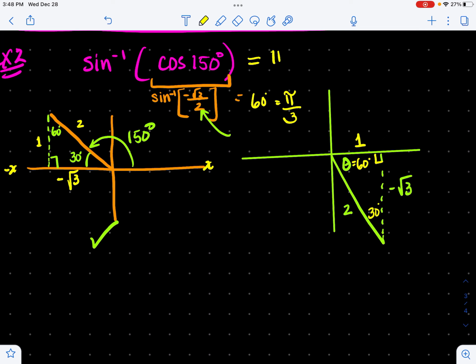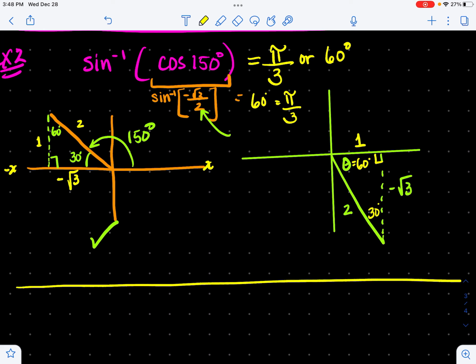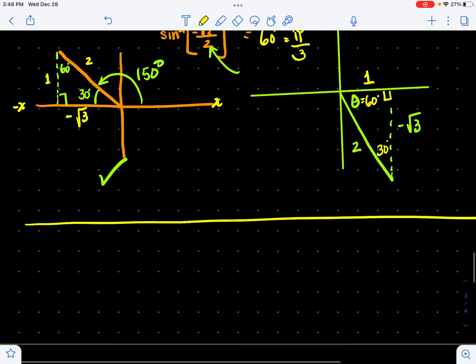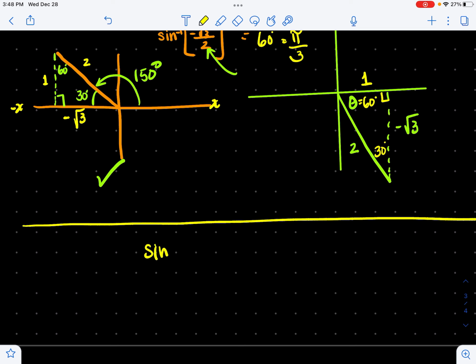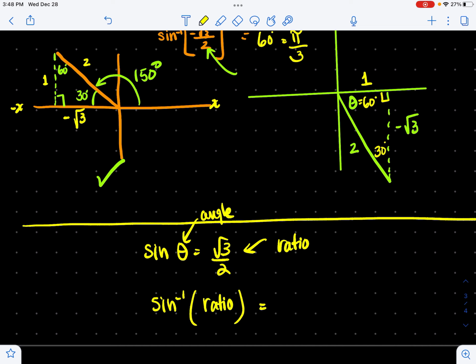The final answer to this question is pi over 3 or 60 degrees. It was an inverse question since inverse was sitting on the outside. The final answer had to be an angle answer. One more time. Why? Because sine of an angle equals a ratio. So that's the angle, that's the ratio. But with inverses, if it's an inverse question, then what's sitting here is the ratio, and the answer would be an angle answer. And that's what this was.